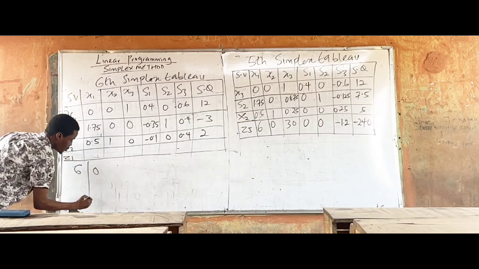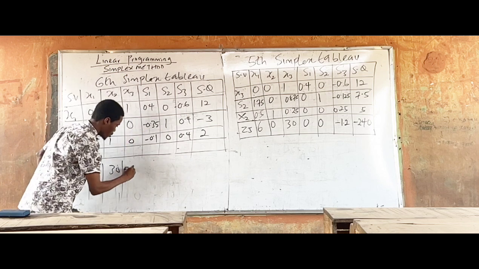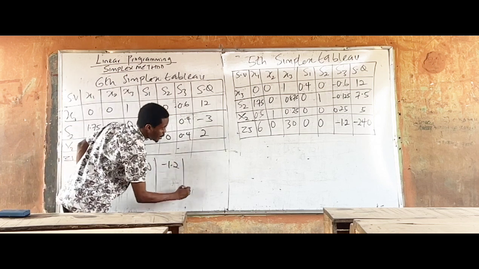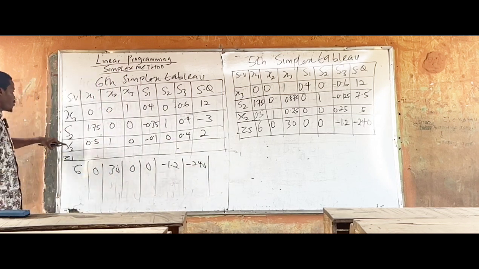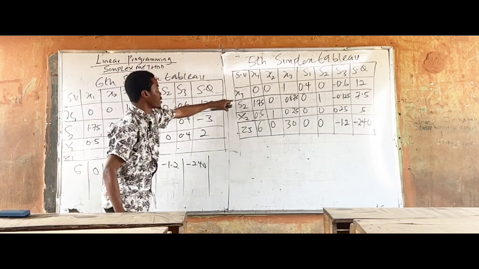Six, 0, 30, 0, 0, minus 1.2, then minus 240. So my pivot rule is what? This is my pivot rule. My pivot rule already before is what? S3. There is 0, 0.